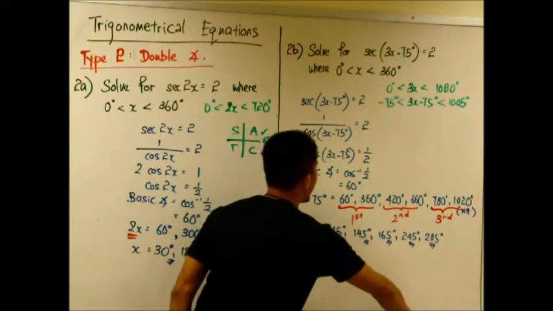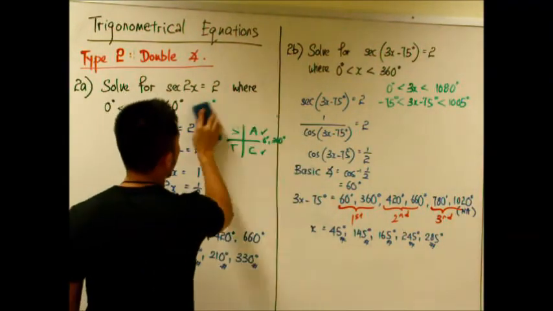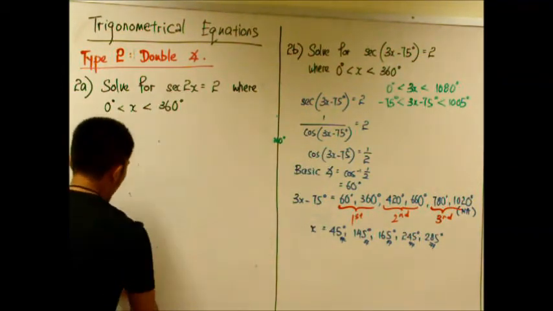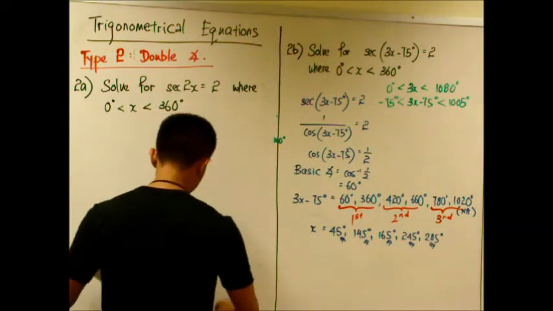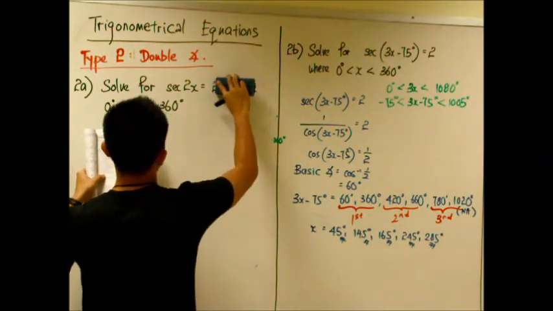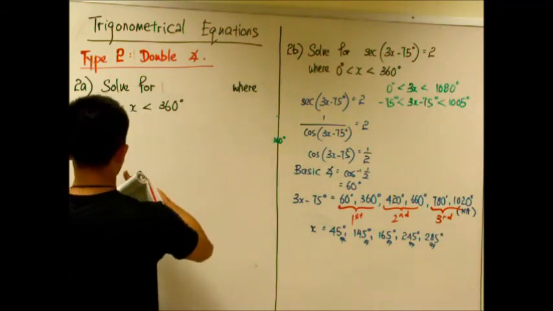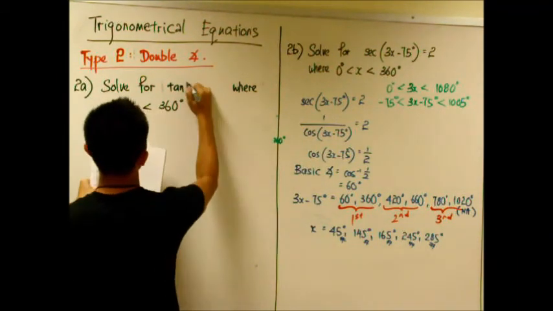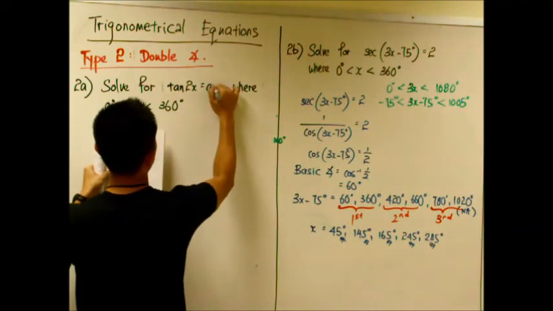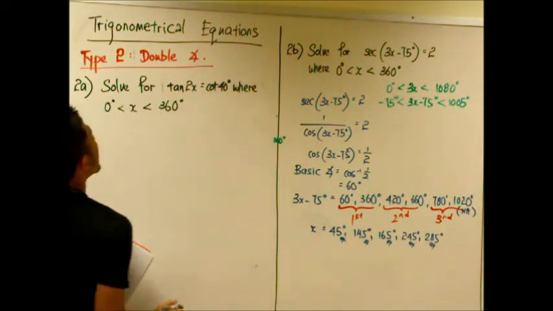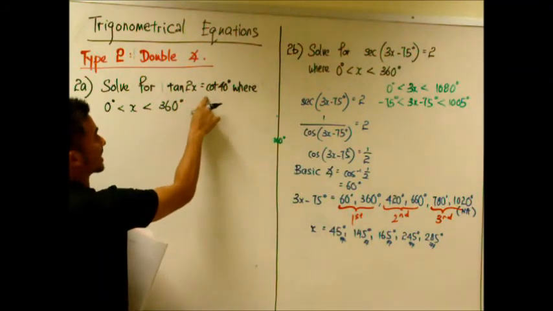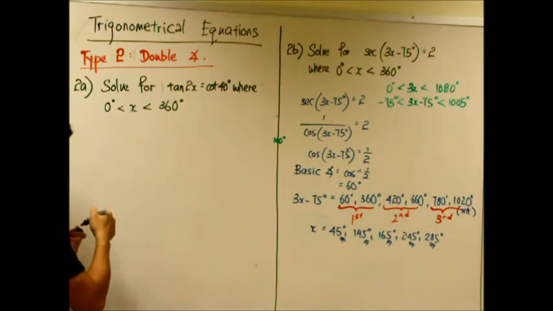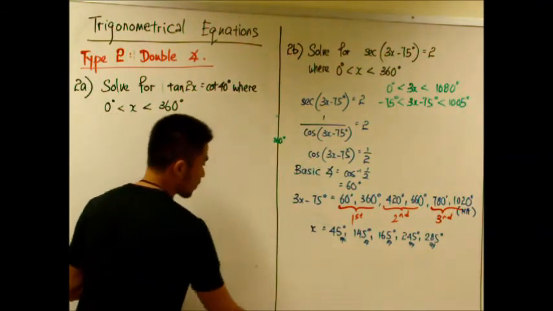Now, I would like you to try this particular question so that you can tell me you have understood the concept of using type 2 double angle. What is the question? Please solve for tangent 2x is equal to cotangent 40 degrees, where x lies between 0 to 360.